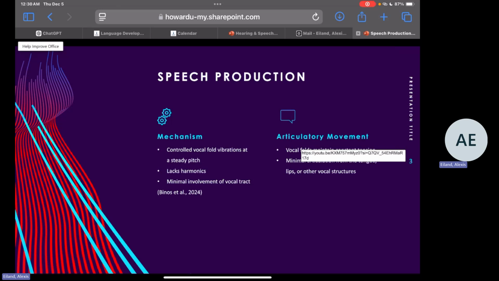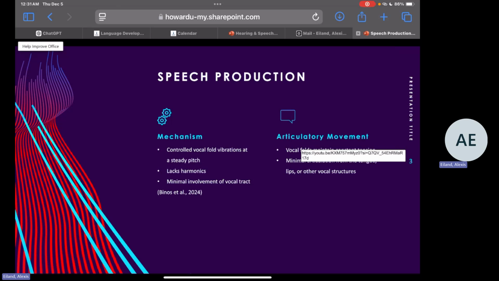Speech production. Pure tones are produced by steady vibrations of the vocal folds with minimum involvement of articulatory structures. Pure tones lack harmonics and fundamental frequencies.